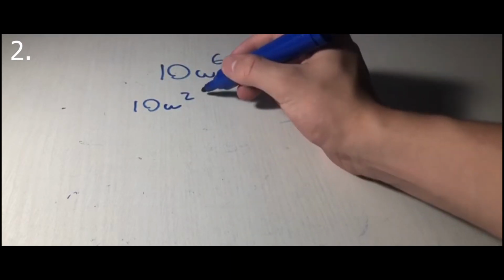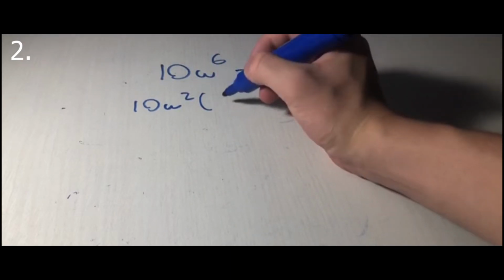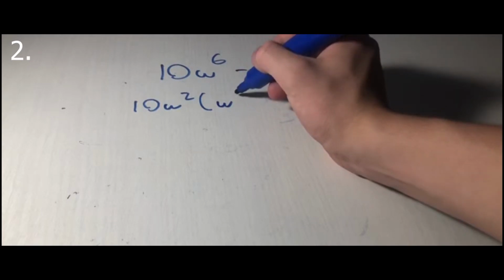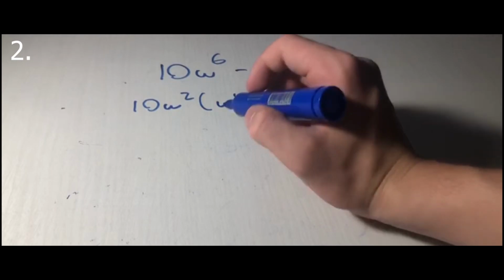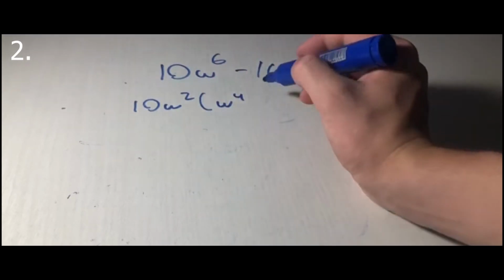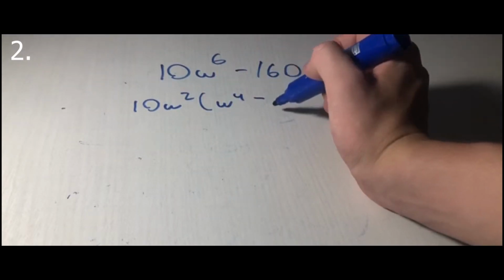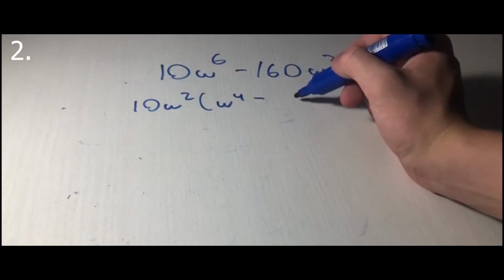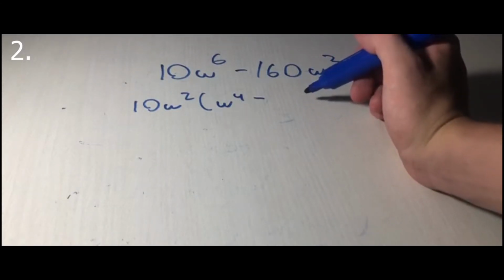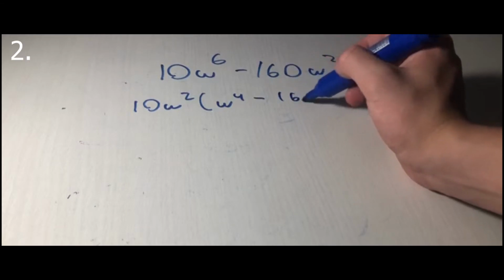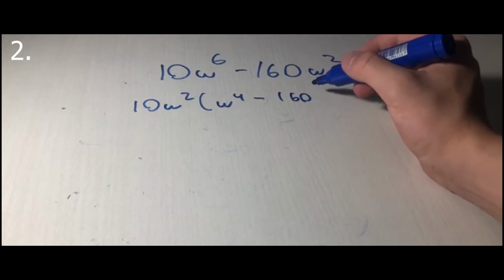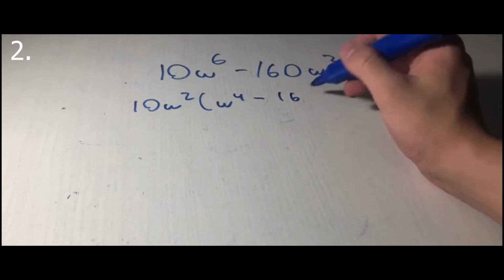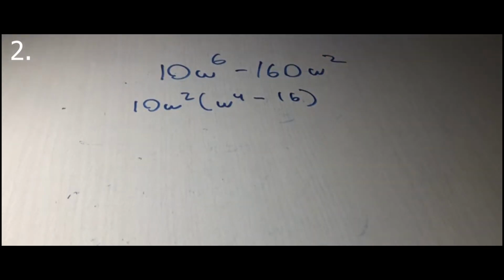10w squared. Now we have to open the parentheses again, and then it will be w to the power of 4, because 10 divided by 10 is 1, and only the w remains. 6 minus 2 is 4. So minus 16, because 16 times 10 is 160, and 160 divided by 10 is 16. So w squared minus w squared is 0, so we don't have to put it in the GCF.